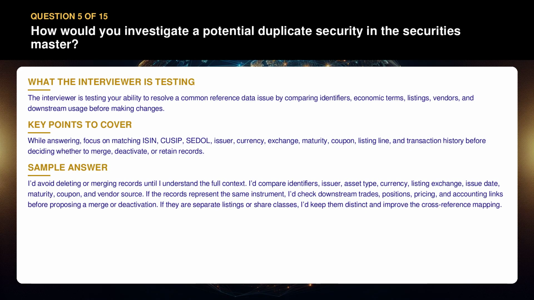If the records represent the same instrument, I'd check downstream trades, positions, pricing, and accounting links before proposing a merge or deactivation. If they are separate listings or share classes, I'd keep them distinct and improve the cross-reference mapping.